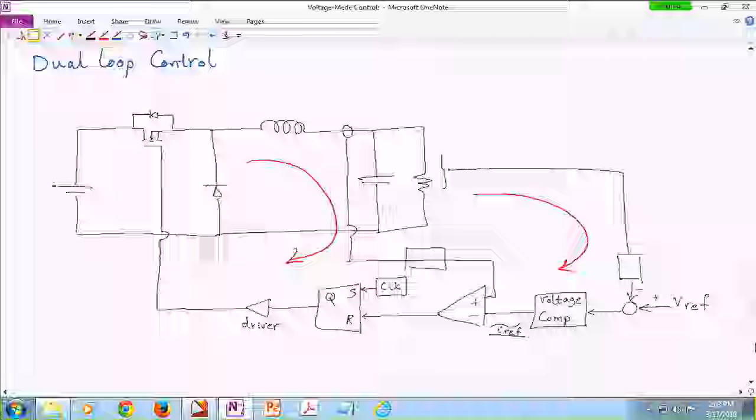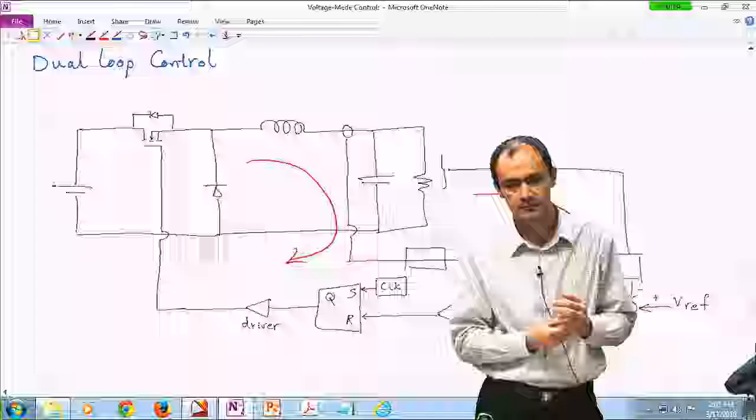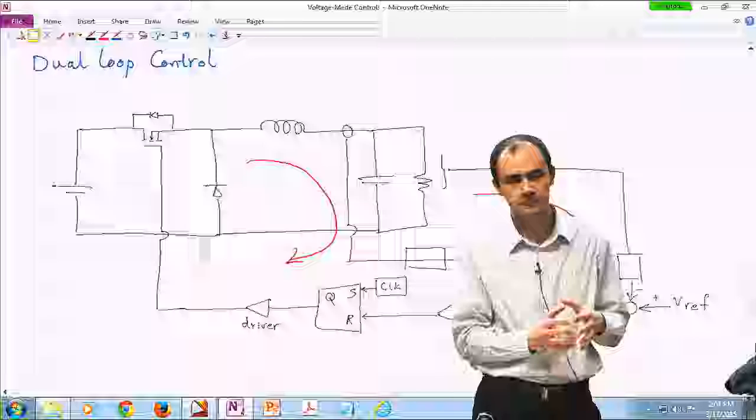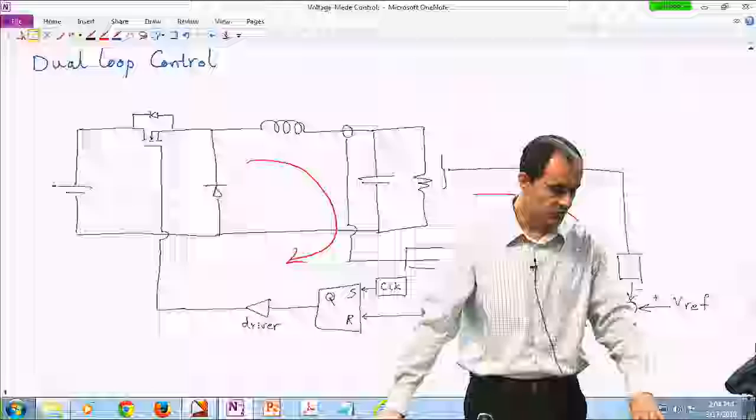I had a very small question. Sure. When we say that for a dual control, the current mode is faster, would we say that one of the loops is of the order of microseconds, and the other loop is of the order of seconds, or something like that, in terms of time domain? In terms of time, when we say faster, all of these are in the order of milliseconds. Even the voltage mode control.